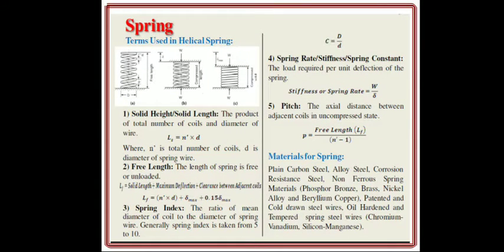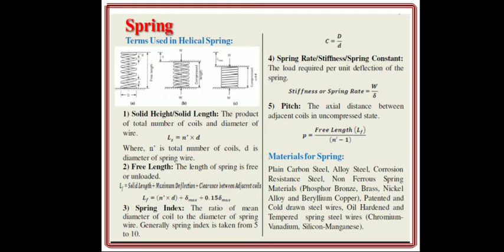Now we will see the terms which are used in helical spring. The first term is solid height or solid length. Here you can see there are three diagrams, A, B, C. We will see the explanation of each diagram one by one. So the first is the solid height or solid length.